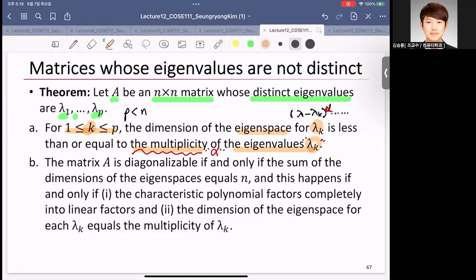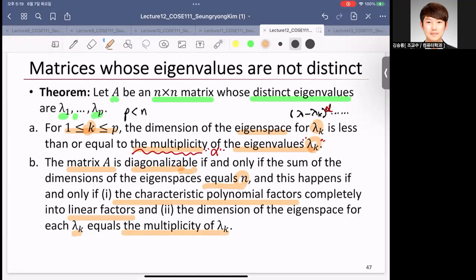The second statement is that matrix A is diagonalizable if and only if the sum of the dimensions of the eigenspaces equals n, and this happens if and only if the characteristic polynomial factors completely into linear factors, and the dimension of the eigenspace for each lambda k equals the multiplicity of lambda k.